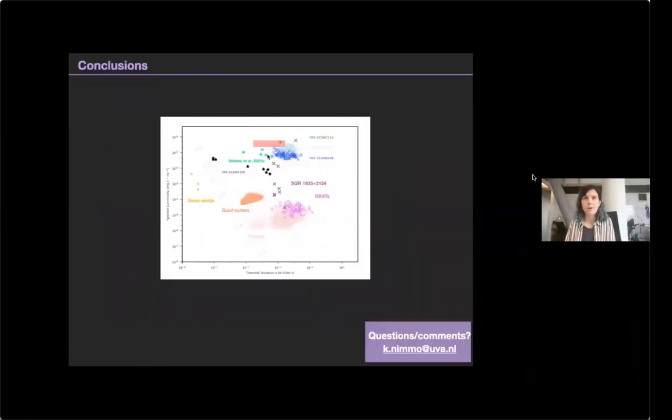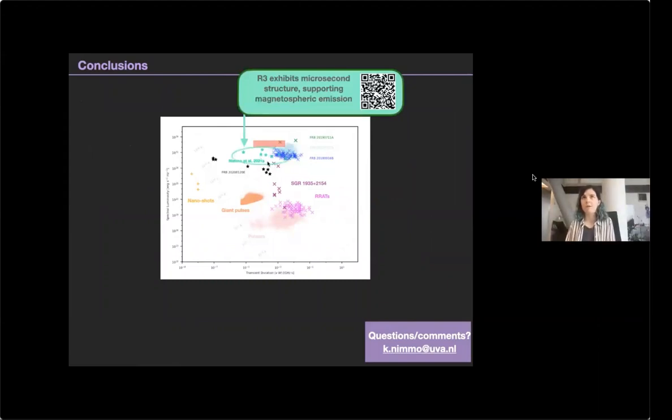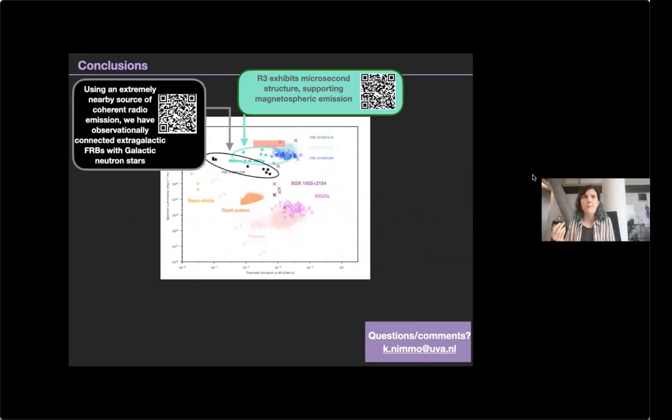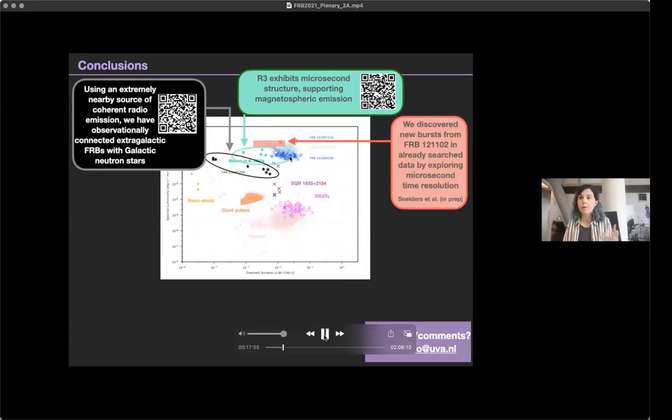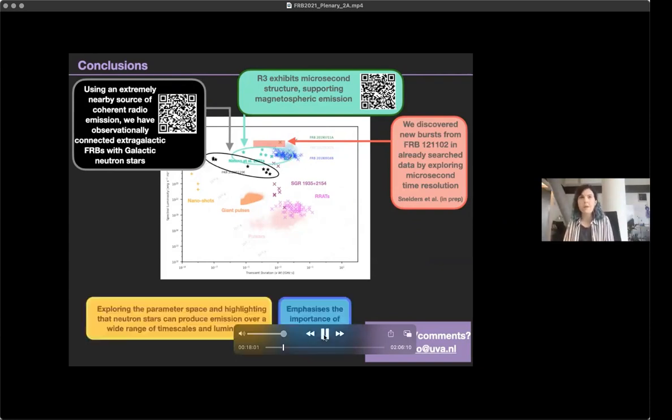Okay, so to conclude my talk, I talked about R3, which shows microsecond structure and supports a magnetospheric emission. I showed FRB 20200120E is bridging this gap observationally between extragalactic FRBs, pulsars, and galactic magnetars. And we've discovered new bursts from 121102 by searching at the highest possible resolution. We are exploring this parameter space and venturing into very short timescales that are relatively unexplored. It shows that neutron stars can produce emission over a wide range of timescales and luminosities, and it really emphasizes the importance of baseband data in FRB studies. Thank you.